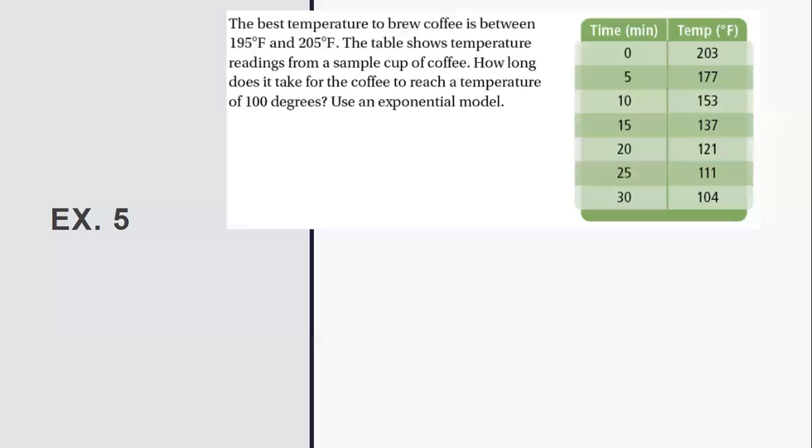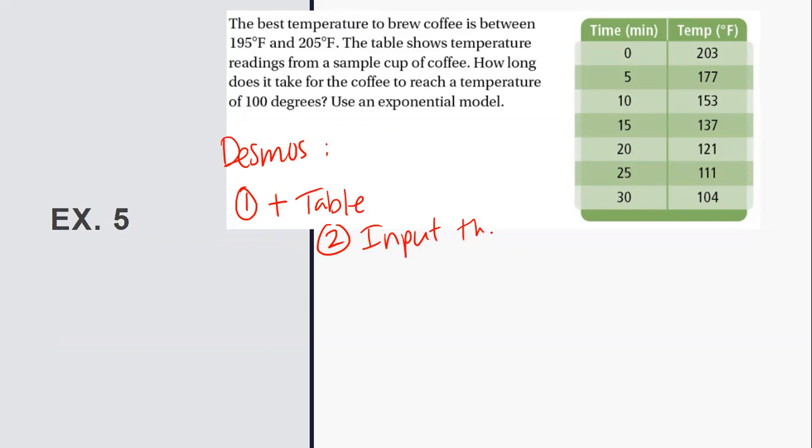All right, so we're gonna go through the steps of how to do an exponential regression model, guys, in Desmos, okay? And here are the steps to do it in Desmos. Step one is you're gonna add a table. After you add the table, step two, you're gonna input the data, just as it is.